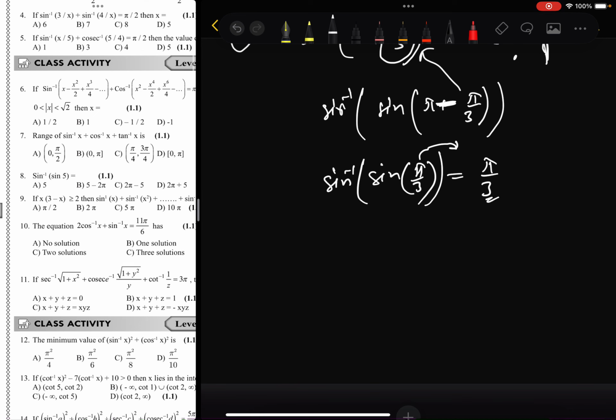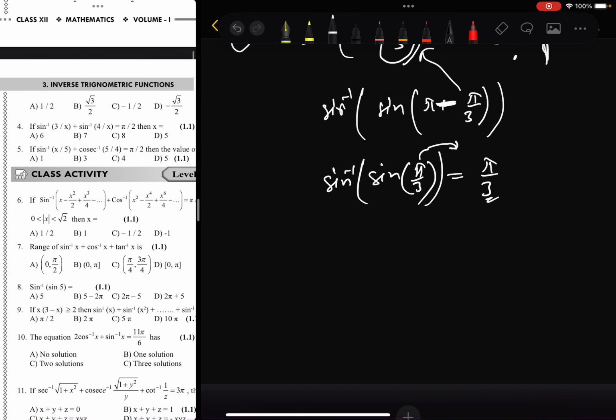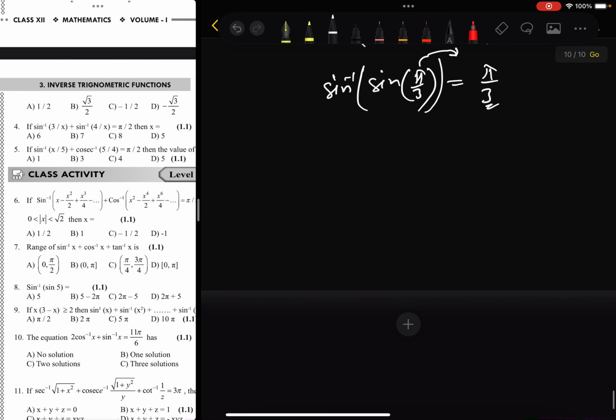So the next question is, yes, this one. Directly this is based on a formula. Question number 4 is directly based on a formula. Apply the formula. Now question number 5.